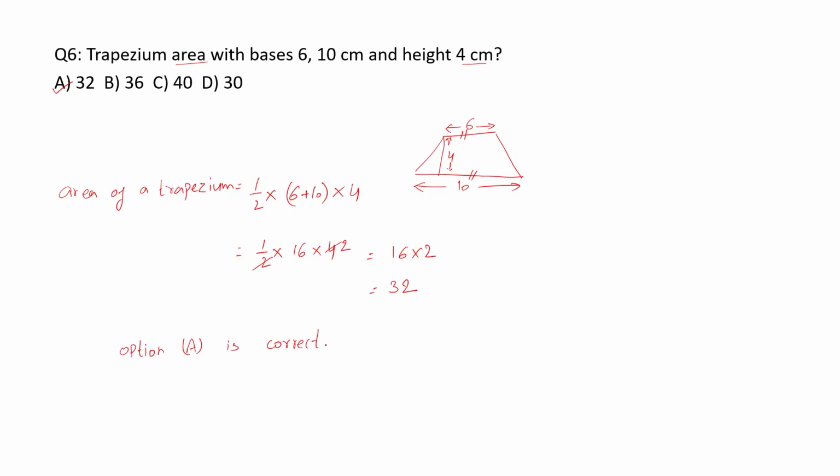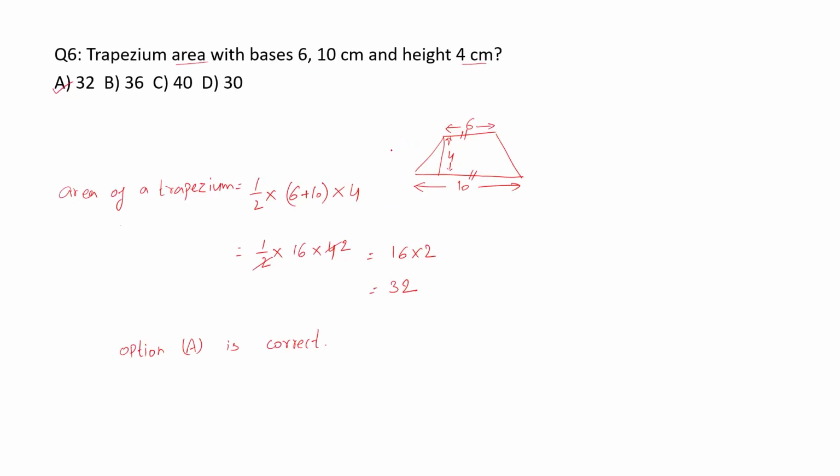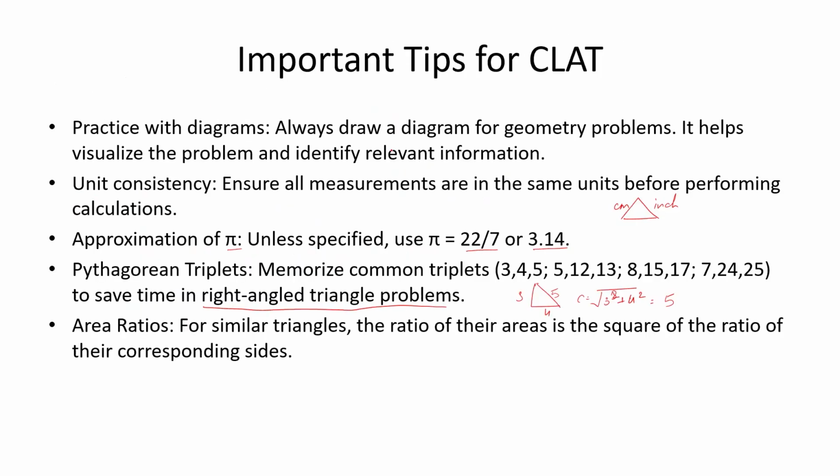So questions are pretty simple. You should be knowing the shape as well as the formula. Then circumference of a circle with radius 7. So shape is circle. Radius is given. So radius is from the center just connect to any point on the circle. So this is 7. So you have to calculate this circumference. What is the formula for circumference? If you again don't remember, just go back, check the formula.